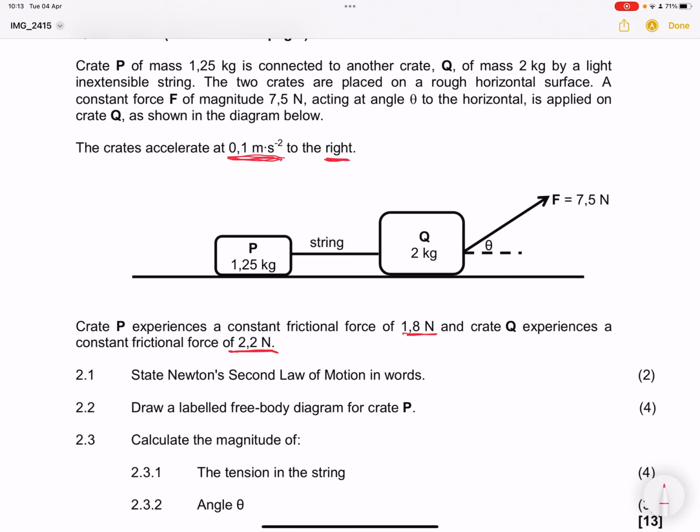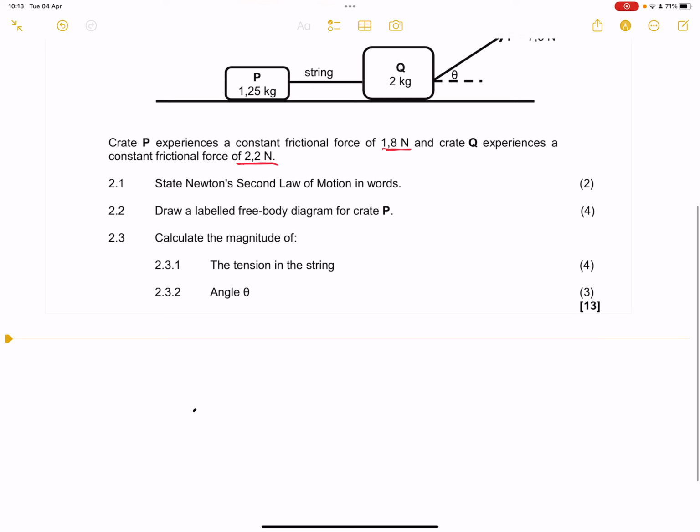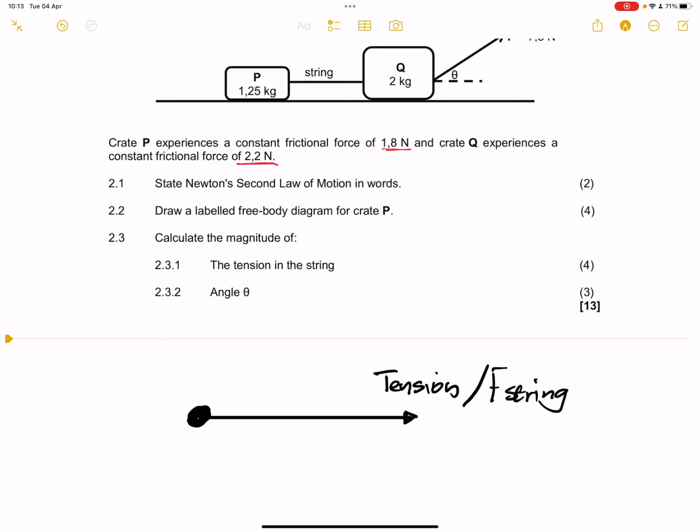They say, draw a labeled diagram for crate P. For crate P, we have the following forces. The string exerts a force that causes it to move forward, so I'll call that the tension of the string. If you say force of the string, nothing wrong with that. We also have frictional force. We know friction opposes motion, so that would be the friction force.